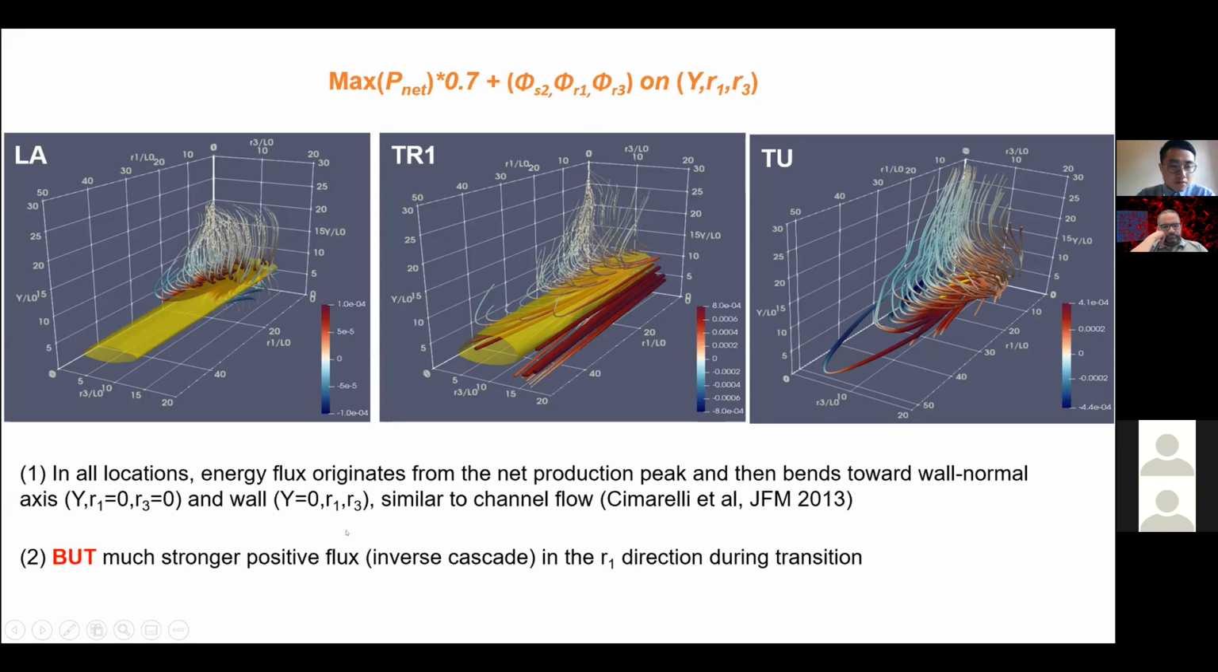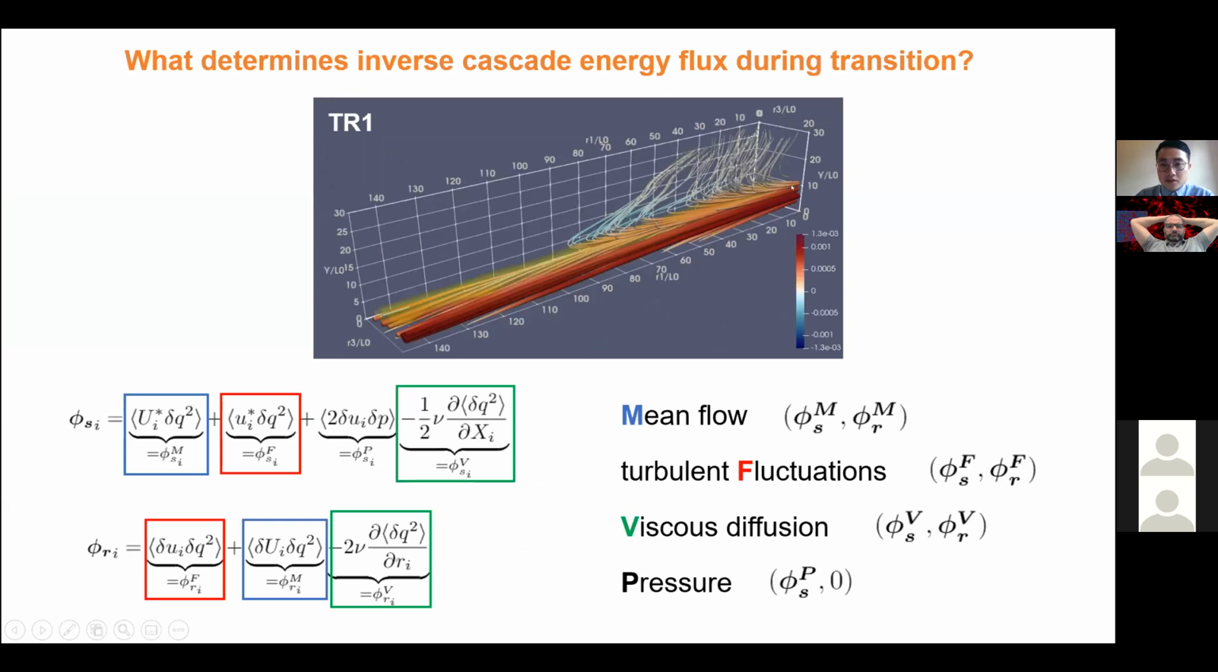But what we found more interesting here is that during the transition, there is a strong positive flux, as shown by these red arrows. And this is telling us there is a strong inverse cascade taking place. We are going to pay more attention to this region. This strong positive flux can even be found in a very large domain. So we are trying to figure out what exactly determines the inverse cascade.